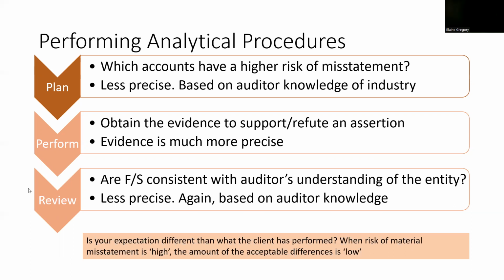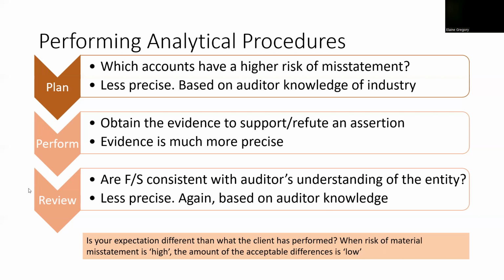So we want to first set up a plan. Which accounts have the higher risk of misstatement? If we are a construction company, inventory items could have a high risk of misstatement. It could be we have labor issues that could be a high risk of misstatement. So you want to think about that, but it's not really very precise because it's based on what you know of the industry. So the more knowledgeable you are with the goings on in that industry, the more precise you're going to be in planning which accounts could have some material misstatements.